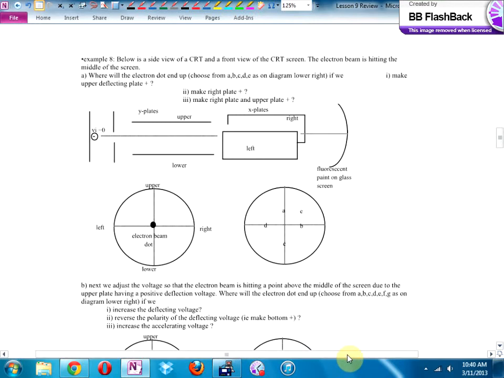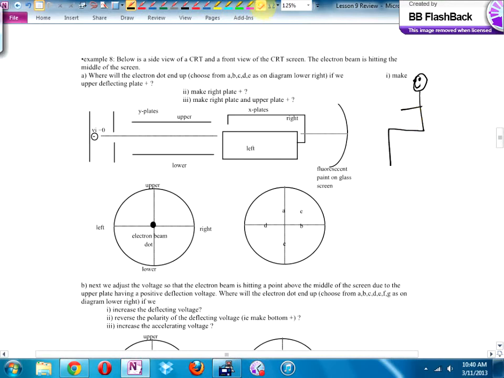So, below is a side view of a cathode ray tube, a CRT, and the front view of the screen. Now, for the purposes of this question, we are going to assume that you are sitting in a chair watching, facing that way. Just our reference point, because sometimes kids wonder if we're looking from the back of the screen or the front. We're going to assume you're sitting in your room looking straight ahead at your TV.